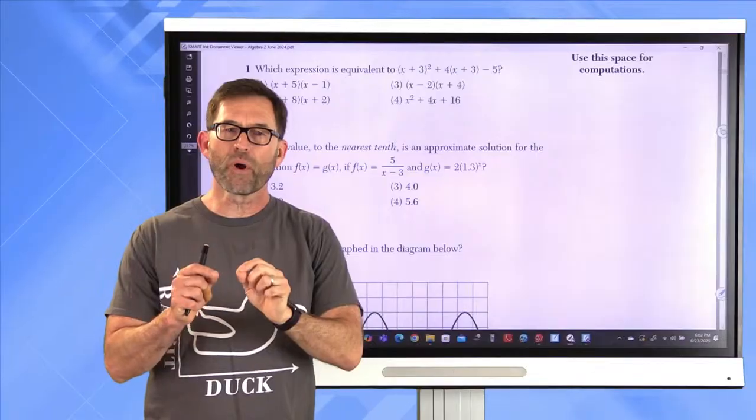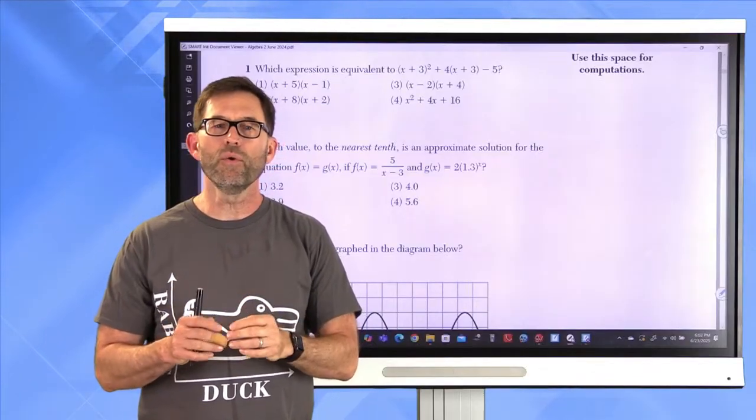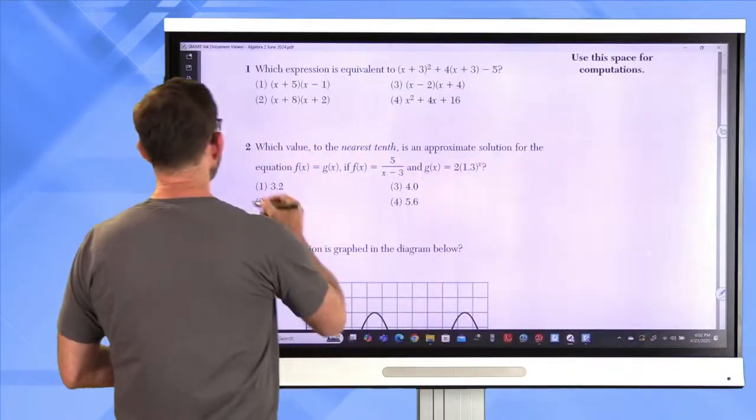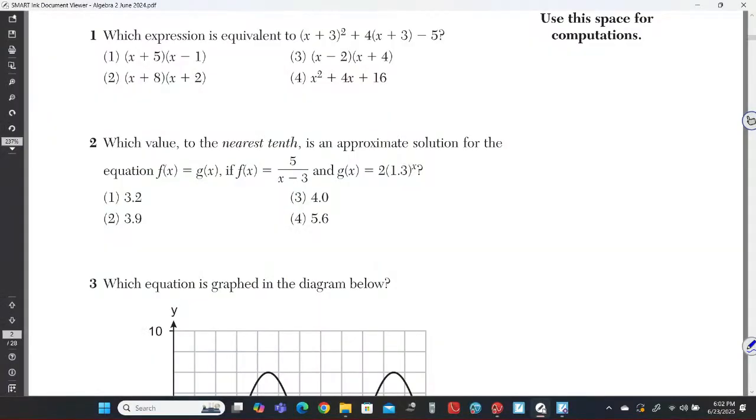I can make this problem easier to deal with if I do a little substitution. I'm going to take some other variable aside from x. I'm going to use the letter m, you could use the letter y, whatever. I'm going to say m is equal to x + 3. And so that means I'm going to be factoring m² + 4m − 5.